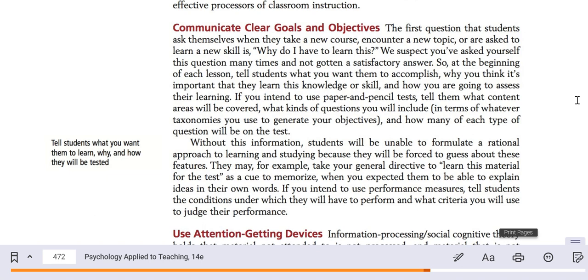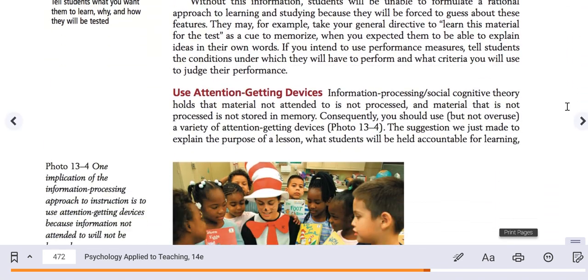They may, for example, take your general directive to learn this material for the test as a cue to memorize when you expected them to be able to explain ideas in their own words. If you intend to use performance measures, tell students the conditions under which they will have to perform and what criteria you will use to judge their performance.